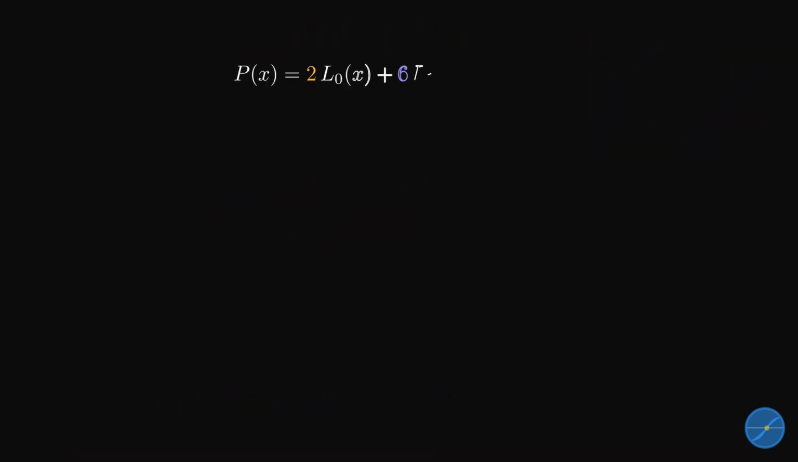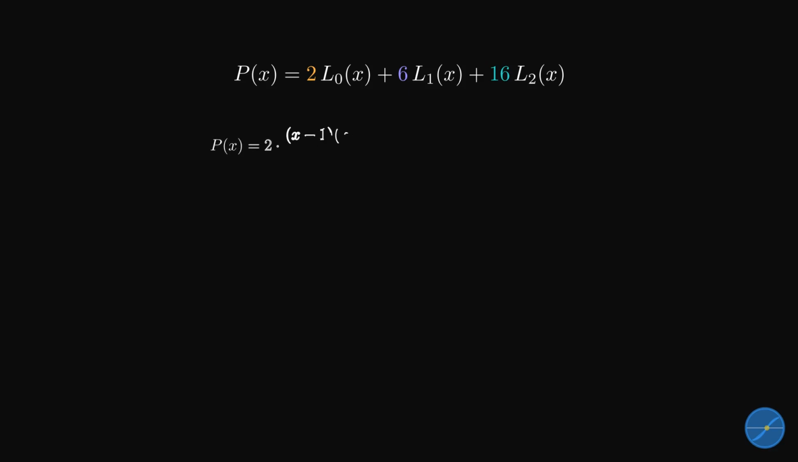Weight each block by the value it should hit and add. At x equals 0, L0 is 1 and the others are 0. The sum is 2, our first point. Same at every point. Only its own block survives, so the fit is guaranteed.